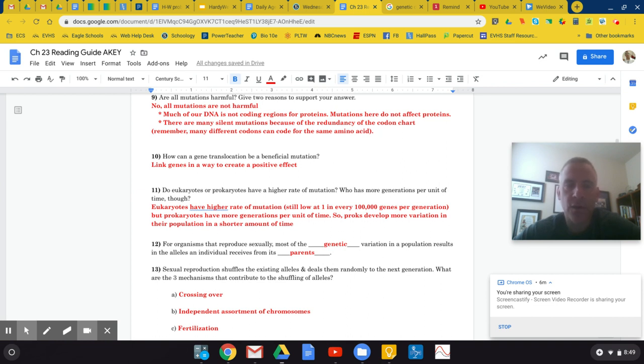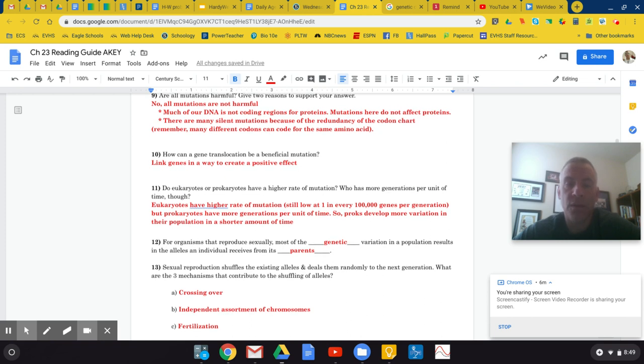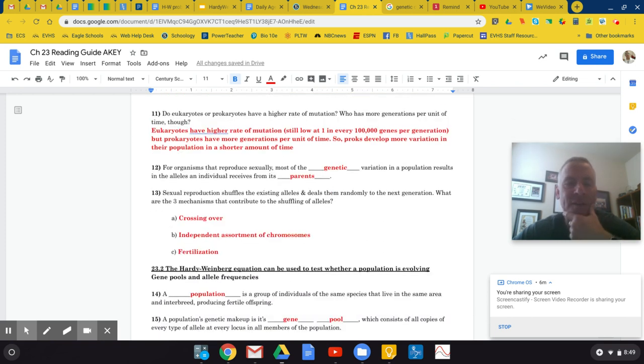What that can lead to for organisms, and this doesn't happen very often in humans, is that it can link genes in new ways and connect them in ways that can create positive effects of survival. And I'll do a little more digging to see if I can give us a specific example to help with that.